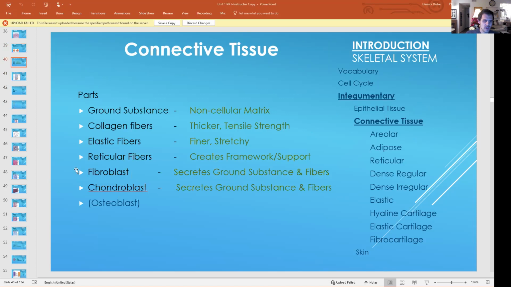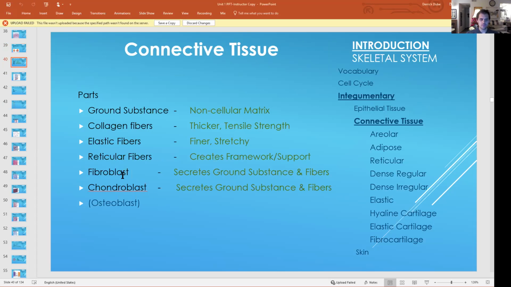So lots of different kinds of fibers and things can be involved in connective tissue that you're going to find in different proportions depending on what you want. If you want something that's more stretchy, then you'll have a higher constituent of elastic fibers. If you want something really tough, you're going to have a lot of collagen. Or reticular fibers.